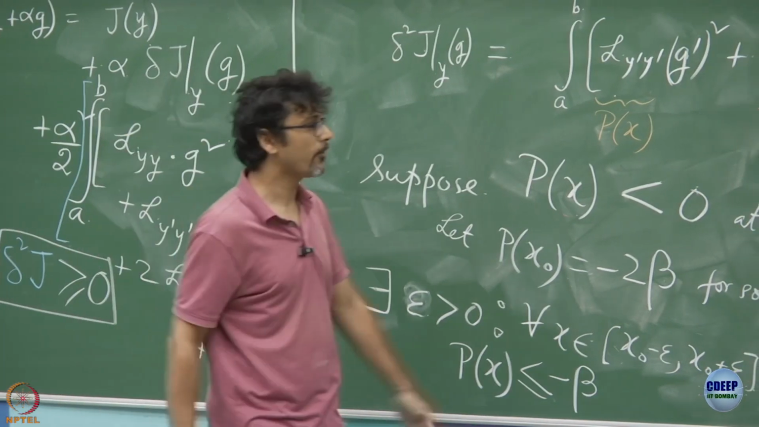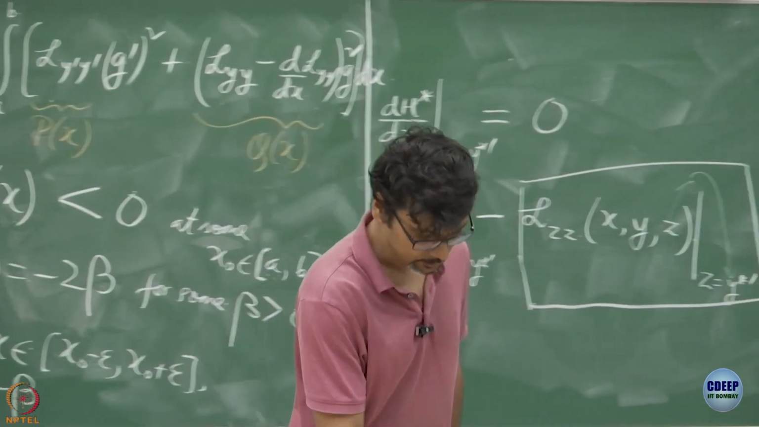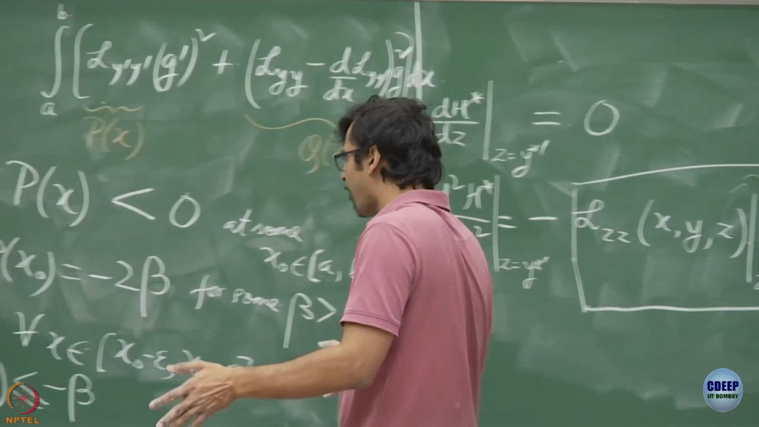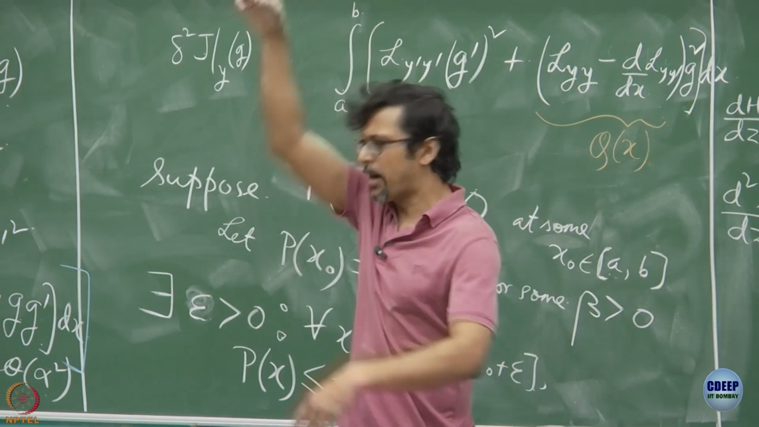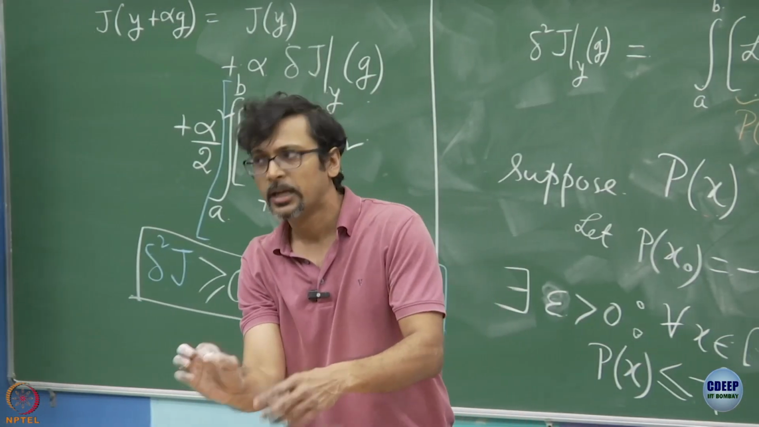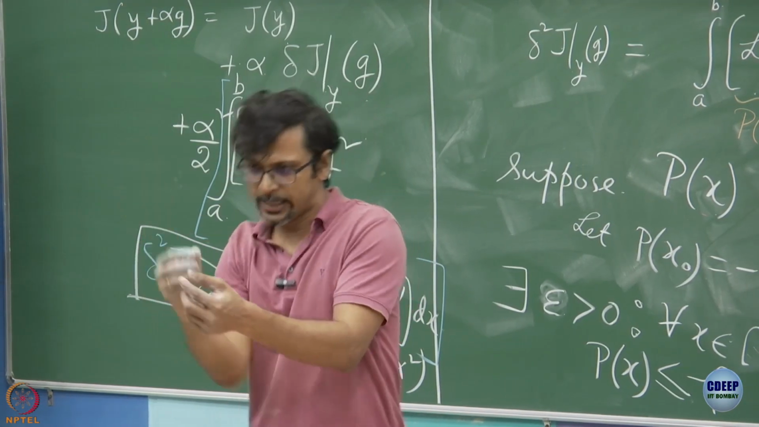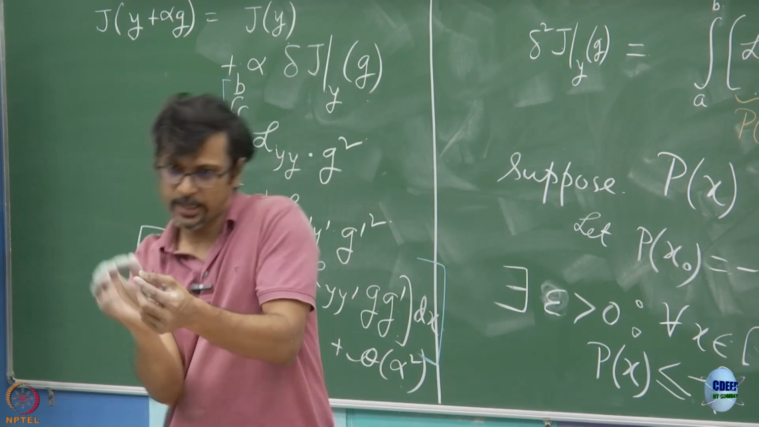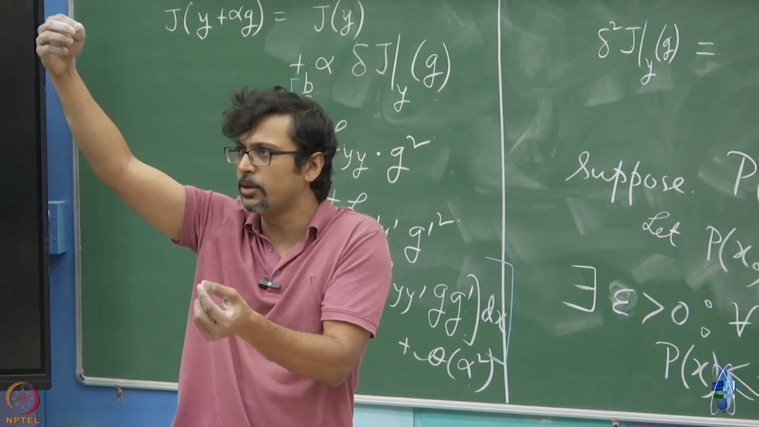Make sure that you understand what I am saying here. What's being said is the following: it attains a value minus 2 beta at some point. Immediately it cannot flip to a positive value. It has to go through intermediate values. So it has to go through minus beta before it can possibly go to 0.